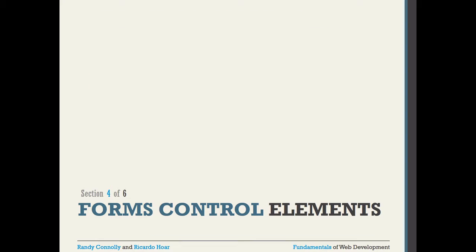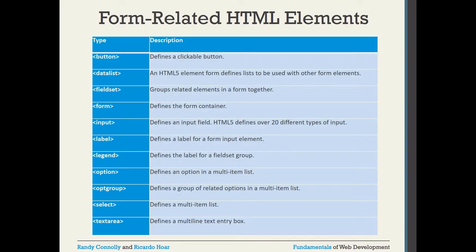Okay, so the most popular elements for forms. First thing is the button. That defines a clickable button, meaning you have to click the button. Another thing is called a datalist. Datalist means some kind of list from which you have to select one element. Another is the fieldset, which groups related elements in a form together, meaning one group of elements you can put together is part of the fieldset.